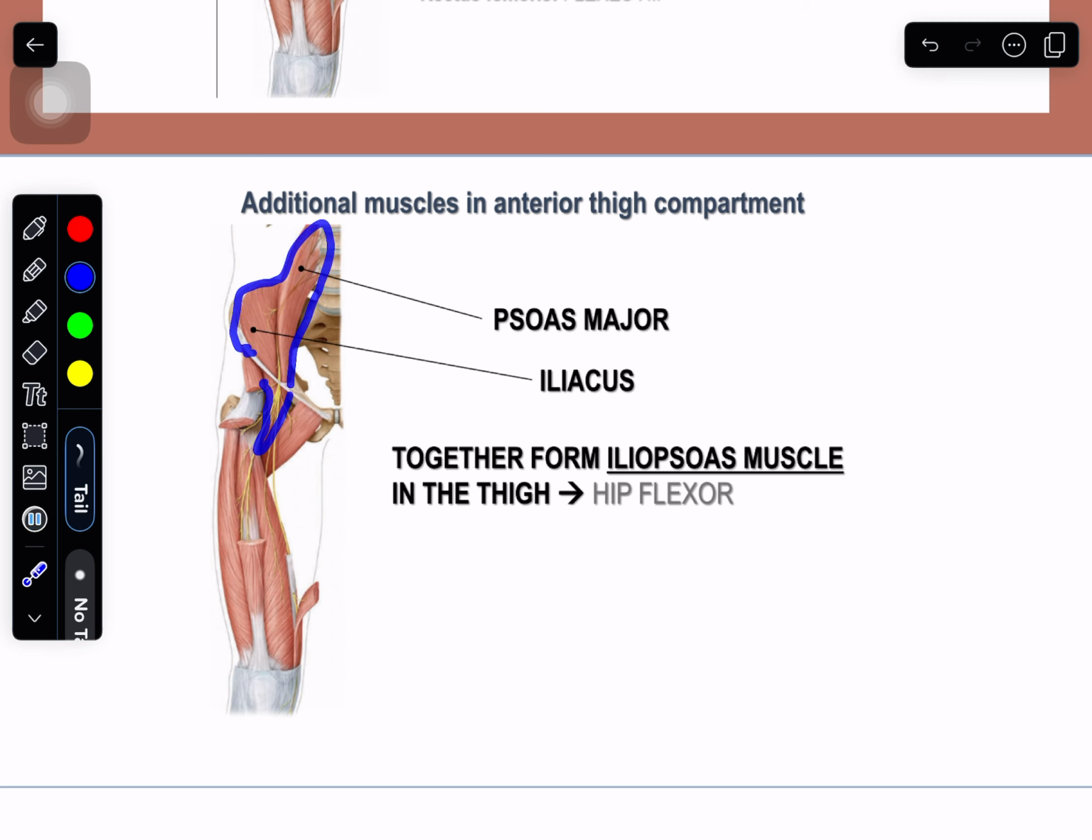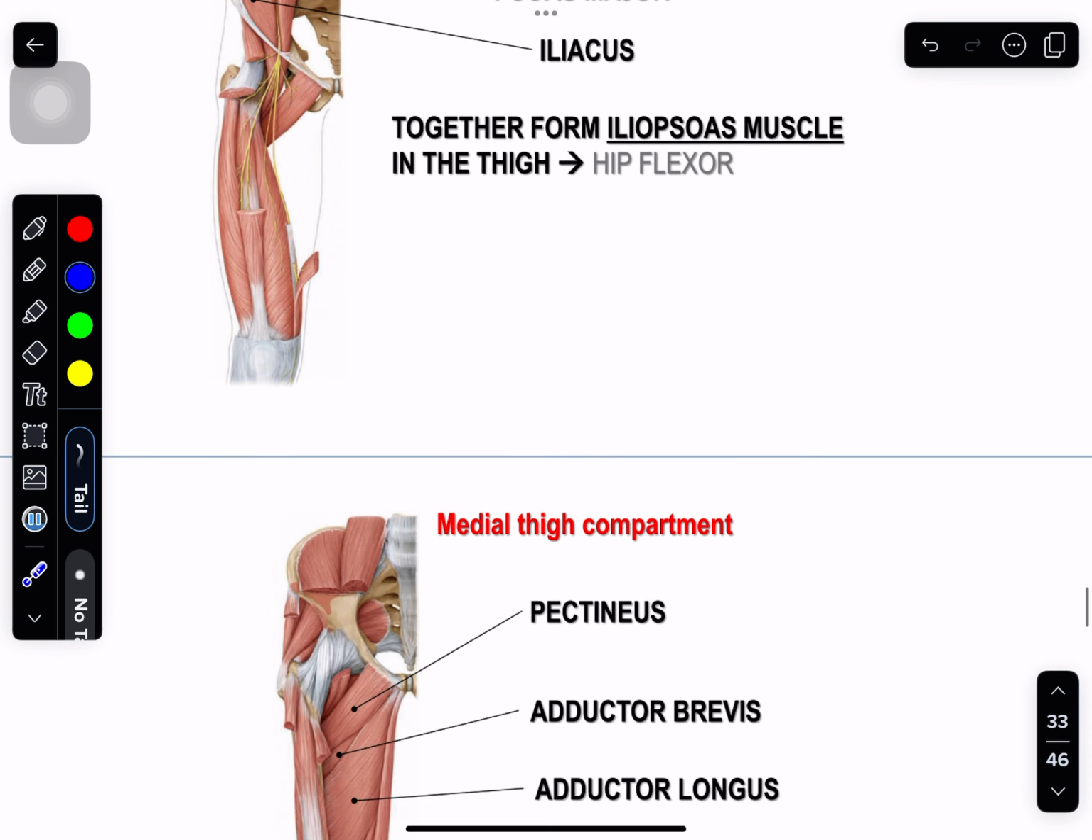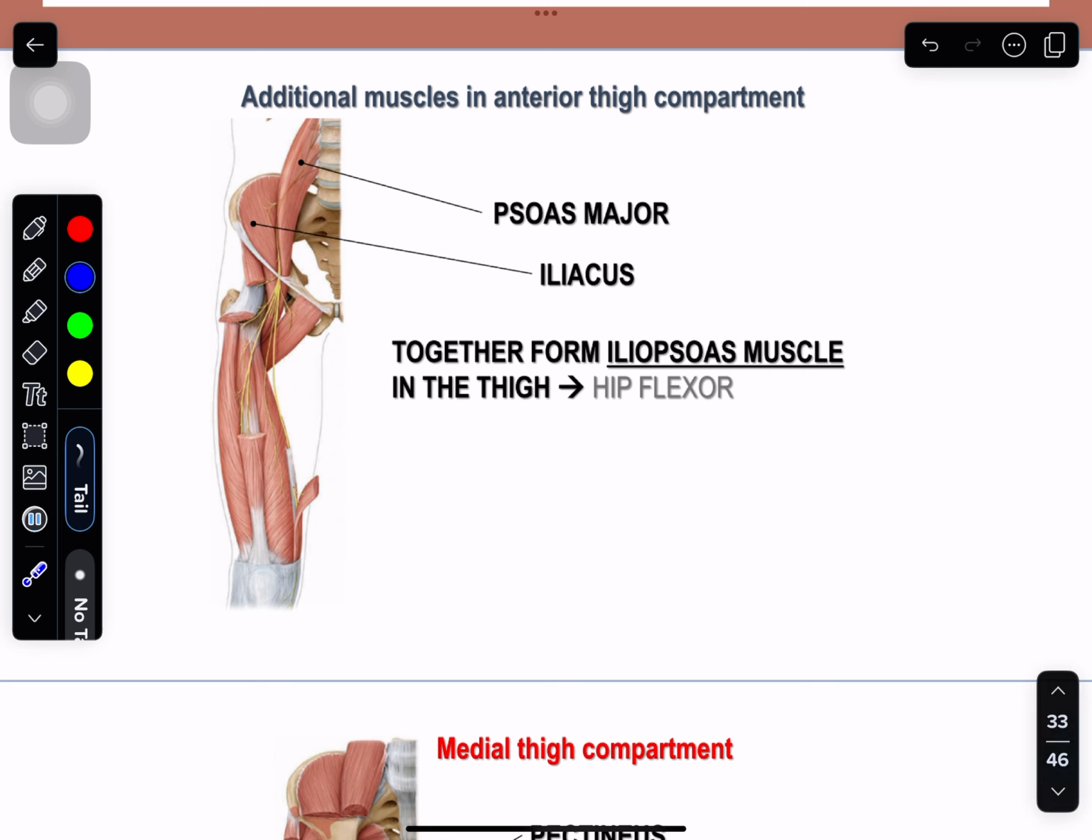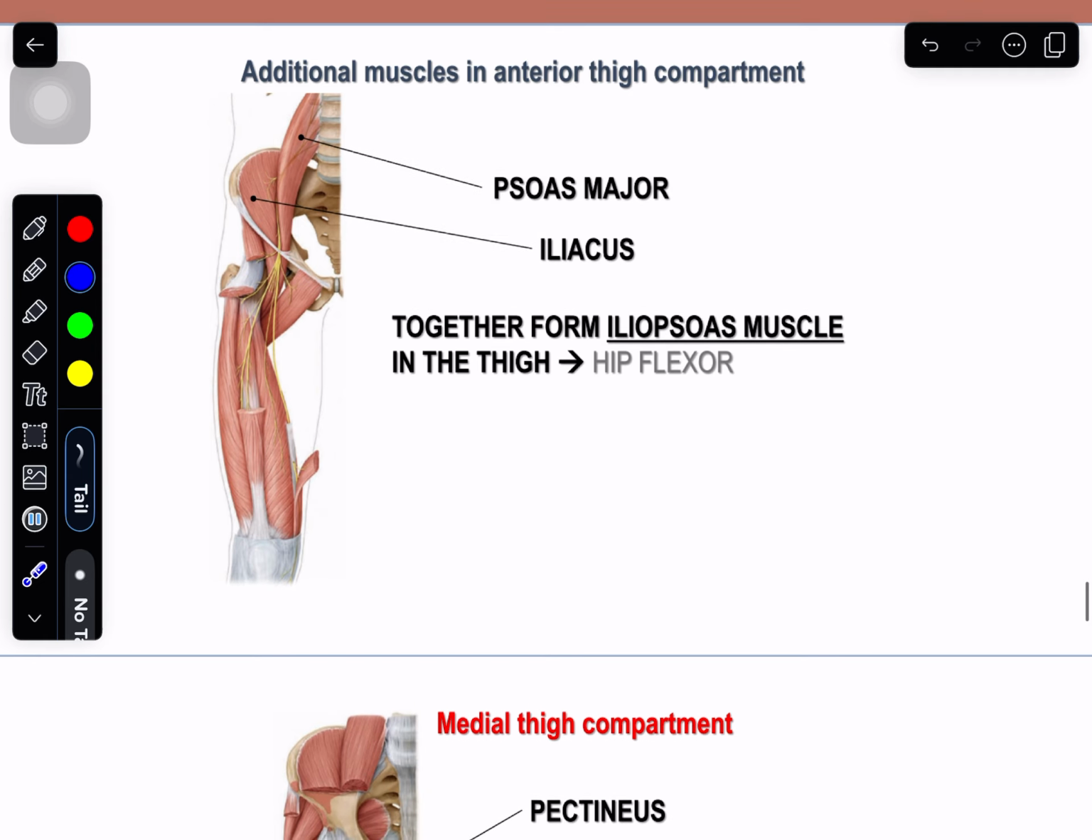All right, so the psoas major over here and the iliacus muscle are together going to form the iliopsoas muscle in the thigh. Right, and we're going to find that iliacus right here in the iliac fossa, and this iliopsoas muscle is going to be a major hip flexor of the thigh. Also, the psoas major is going to be a postural muscle as well on its own. The iliopsoas muscle is also going to be a lateral rotator of the thigh.